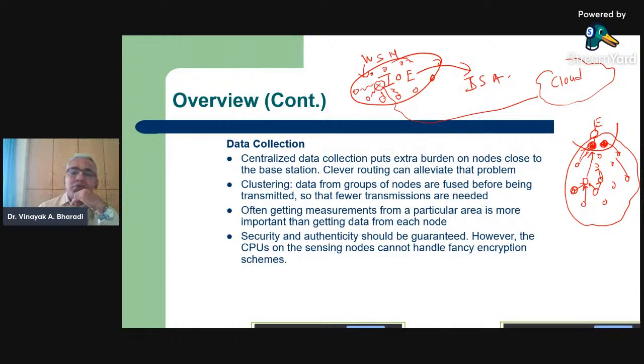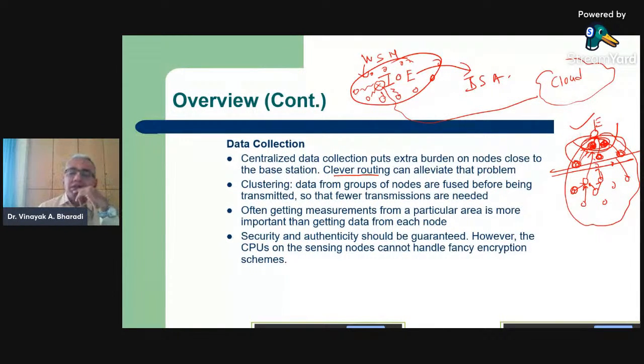Okay, so for that purpose, maybe the solution is clever routing, rather than sending data in an organized structure in this way. With clever routing, the burden coming on these nodes can be alleviated by sharing the traffic amongst the nodes which are closer. So rather than this data being handled by these two nodes, these three nodes can also be cleverly used to handle the problem. So centralized data collection is one.